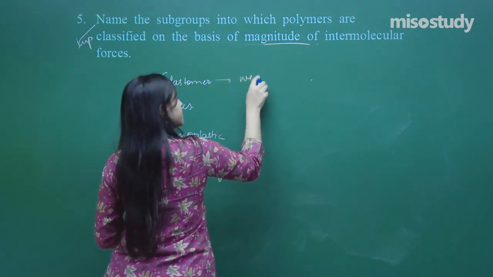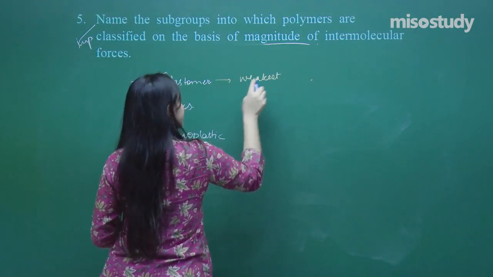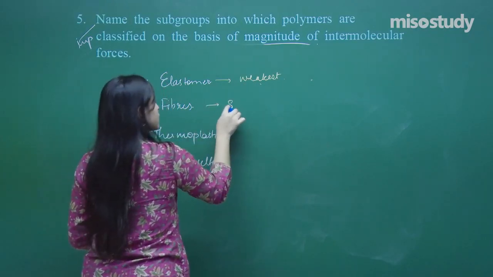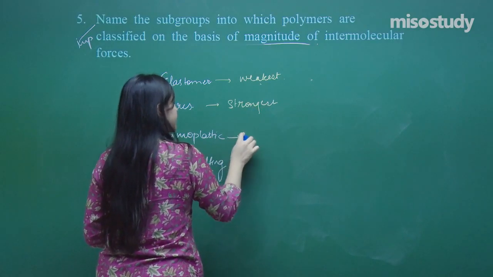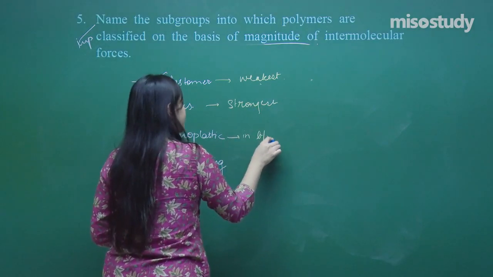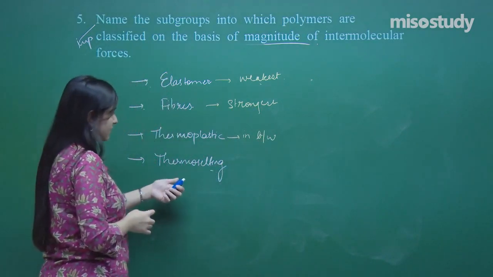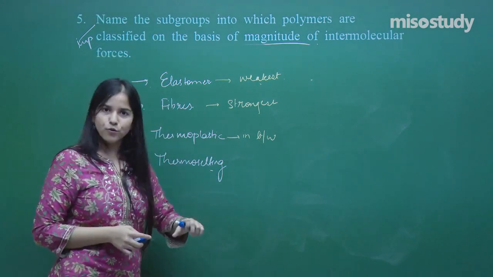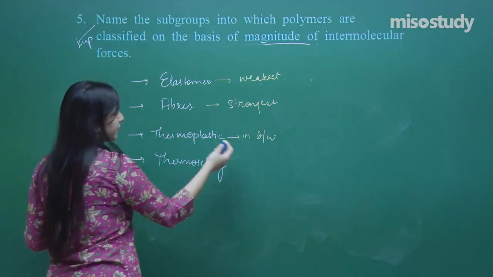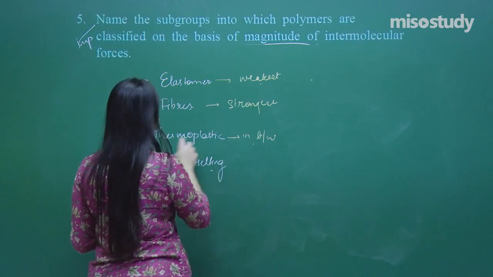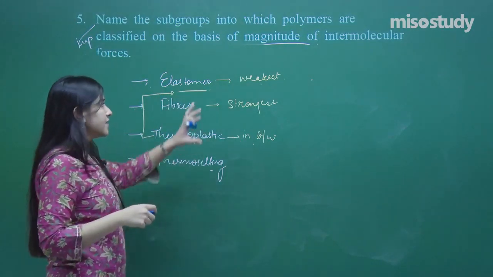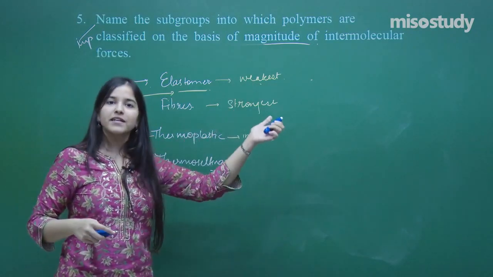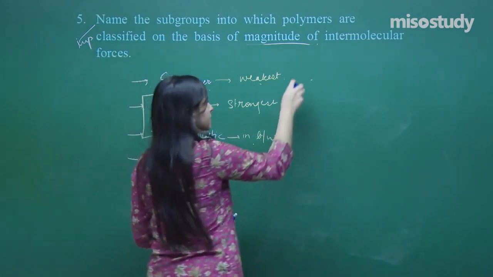Elastomer, weakest, right? Weak van der Waals forces, strongest in fibers, in between, and here also somewhat in between, but yes, these have got a little less forces, fine. So thermoplastic will be lying somewhere in their middle. And yes, along with these forces, I can have some examples.